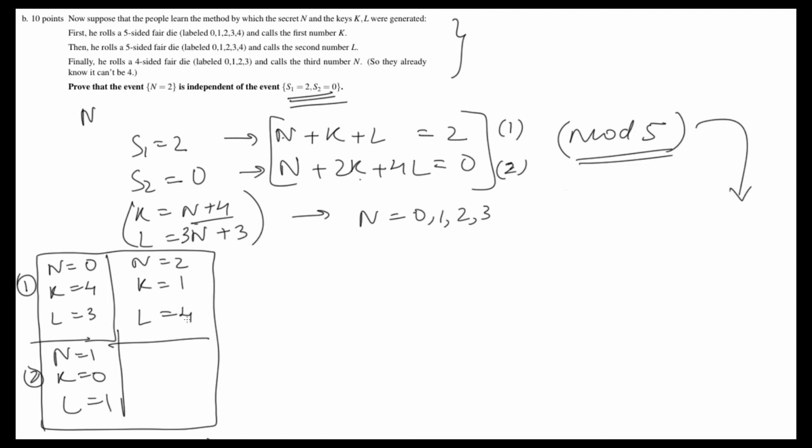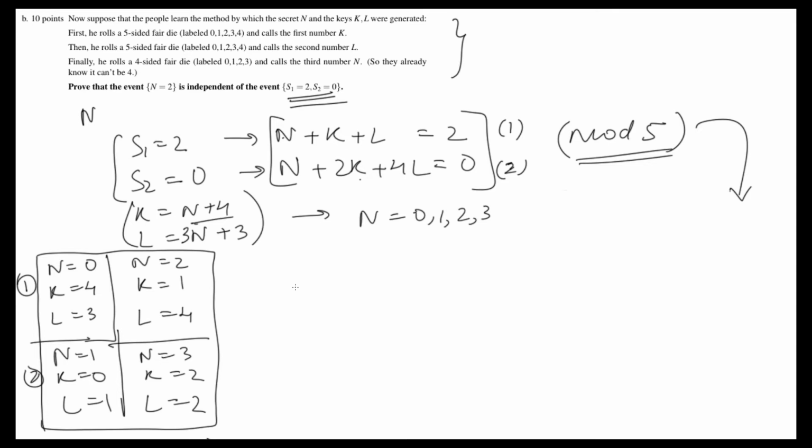Then we have n is equal to 3, when n is equal to 3, k is equal to 7, which is equal to 2 mod 5. And 3 times 3 is 9 plus 3 is 12, therefore L is equal to 2 mod 5, right? Therefore these are our different values n can take, different values k and L can take when n takes a particular value. And now we want to show that if you find any point from S1 and S2, if you find 2 points, we still don't know anything about n. Therefore the probability of n is equal to 0, is equal to 1, is equal to 2, is equal to 3, all are going to be equal, and they're all going to be equal to 1 over 4. That's what we're going to prove now.